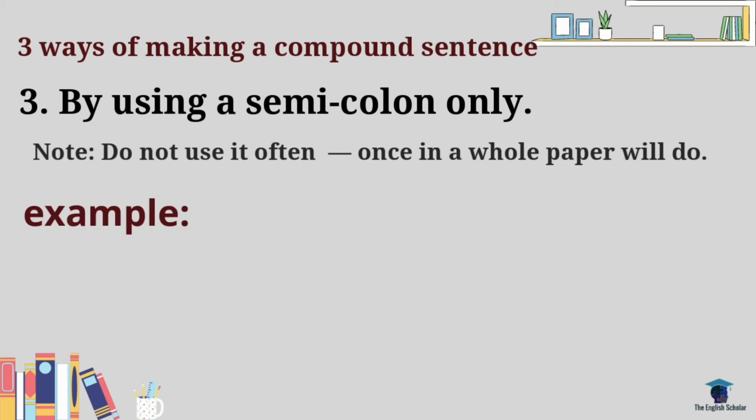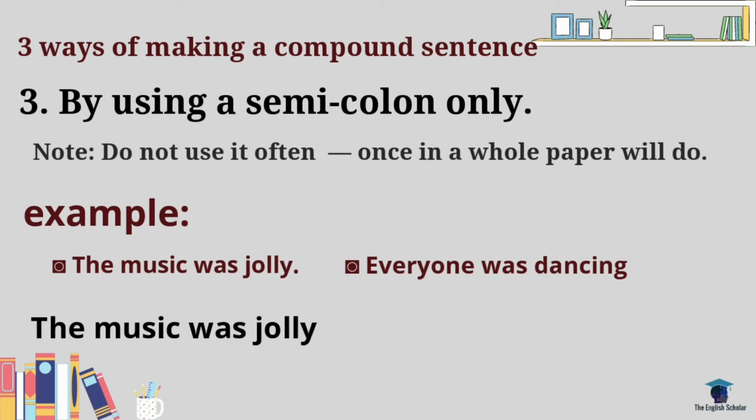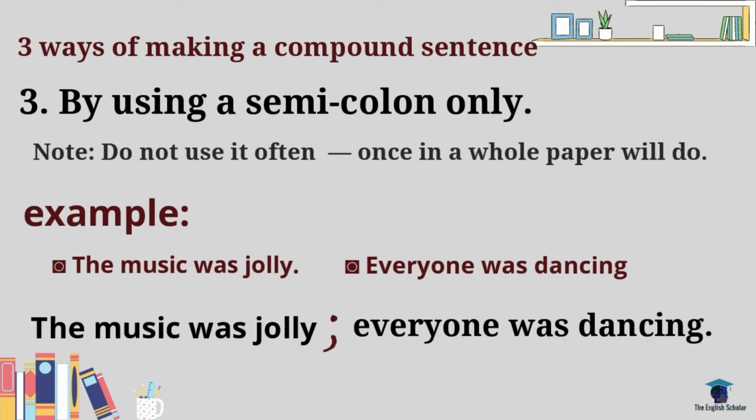Take a look at this example. The music was jolly. Semicolon, everyone was dancing. We notice that they are related to each other. Everyone dancing was the result of having the jolly music play. Therefore, we used a semicolon.